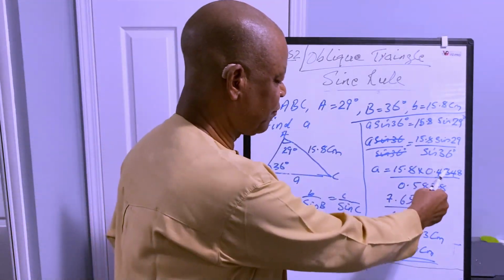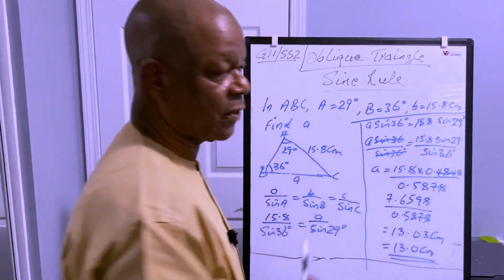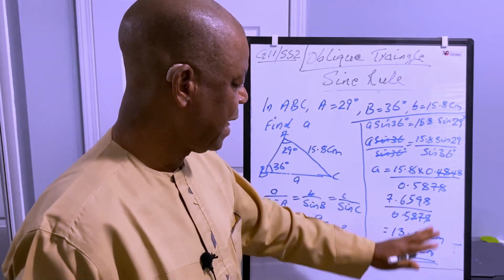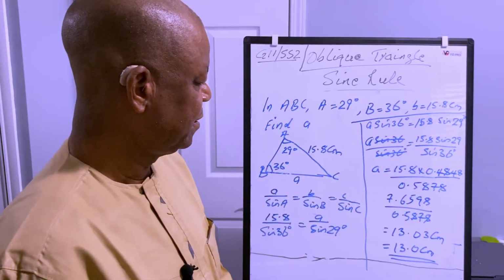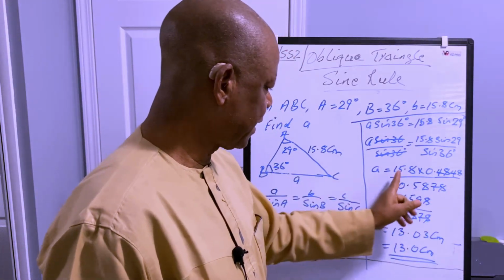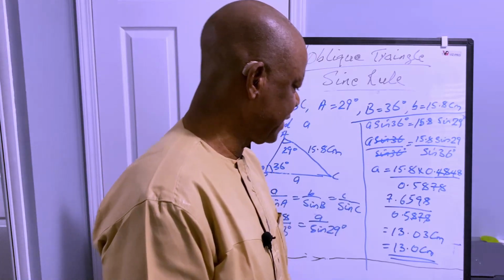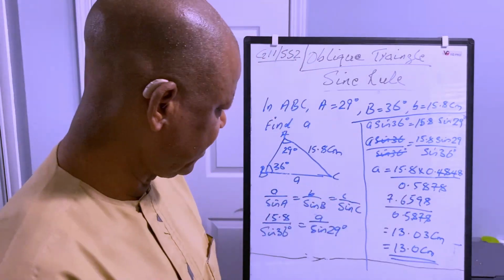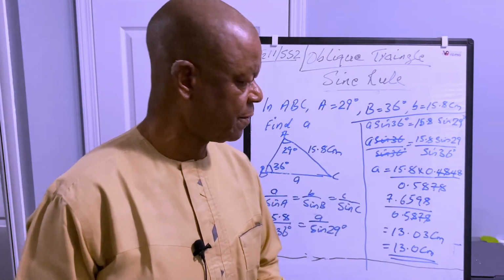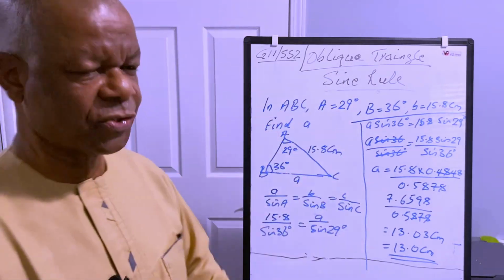Remember, I first of all presented the value of the numerator. I did not multiply and divide straight away because in your standard exam the marks are given in stages. If you jump a stage, you may lose the mark. First of all, the value of the numerator, 15.8 times 0.4848, which is 7.6598, then divided by 0.5878, which is the value of sine 36. And when that is done, this is what it has given us. That is, when two angles and one side are given, this is what we expected to do.